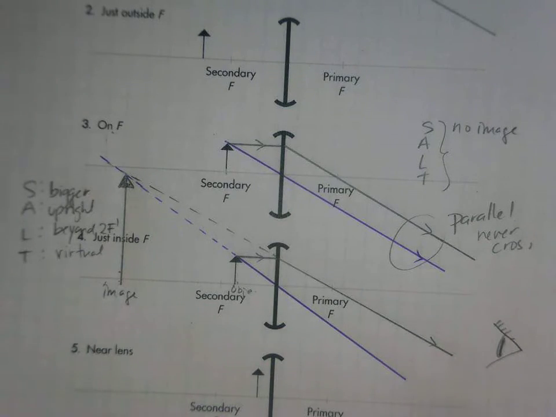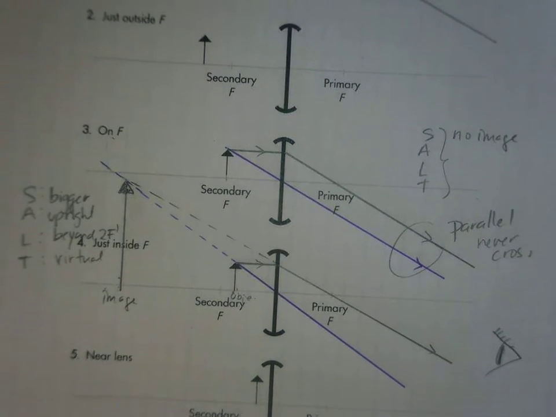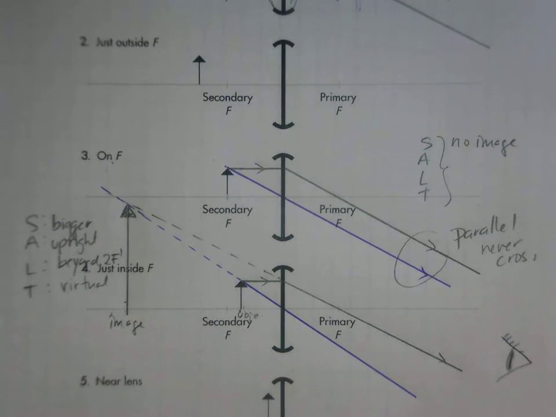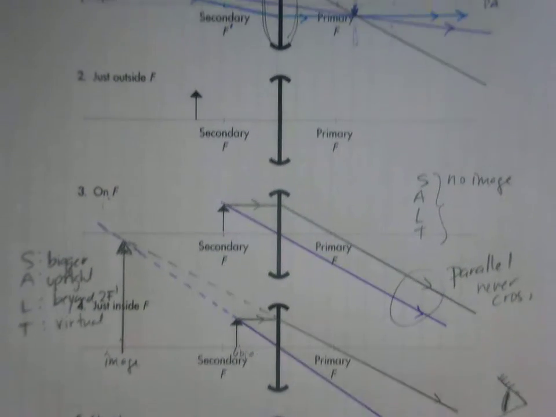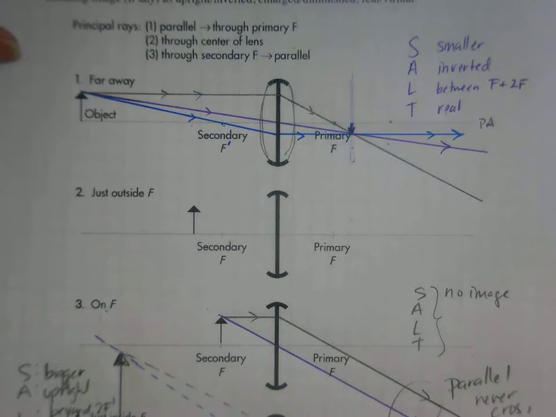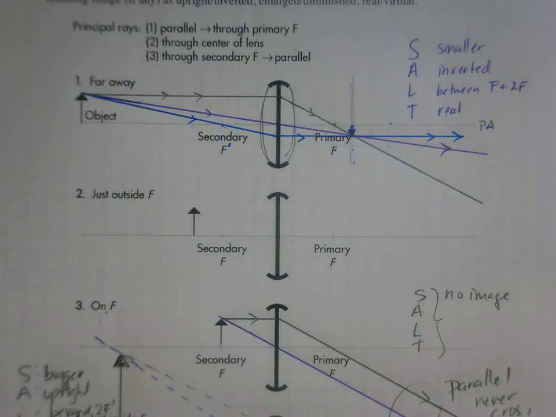All right, so there are 3 examples of converging lens ray diagrams. 1, 2, and the first one, there we are. Right there. So you can pause, see what you need to look at, okay?